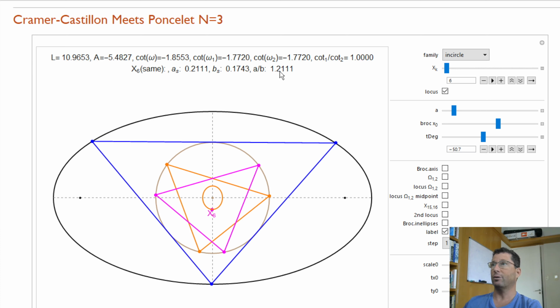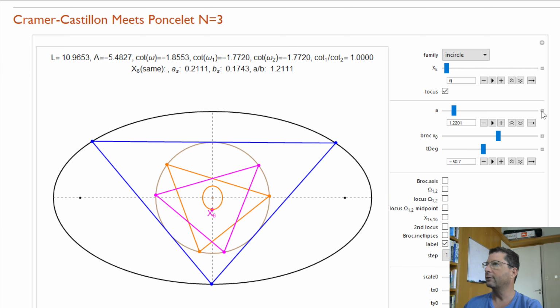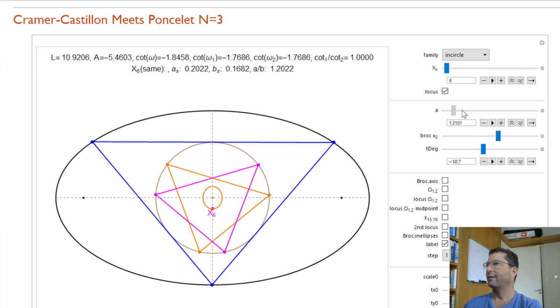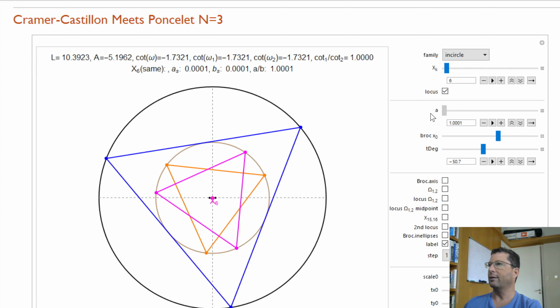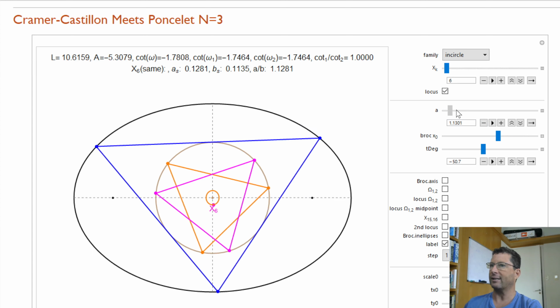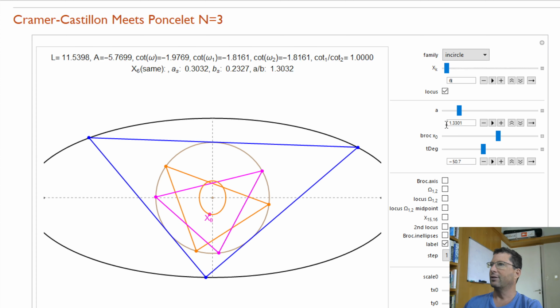Is this aspect ratio similar to the aspect ratio? Is this ellipse similar to this outer ellipse here? I don't believe it is. Do I have a way to check that? Actually, I do. No, it's not. So this ellipse here, they don't have the exact same aspect ratio, although they're close. For example, this one is 1.33 and this one is 1.30. So the aspect ratio of my Poncelet family is not identical. It's close to the aspect ratio of this Simedian locus.